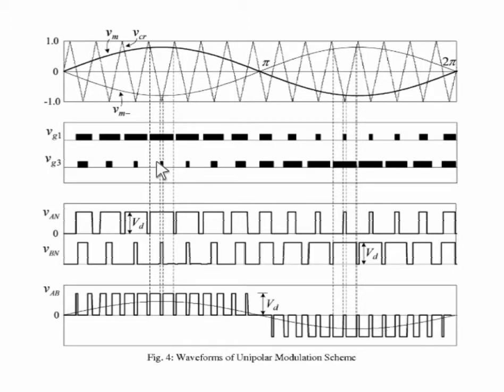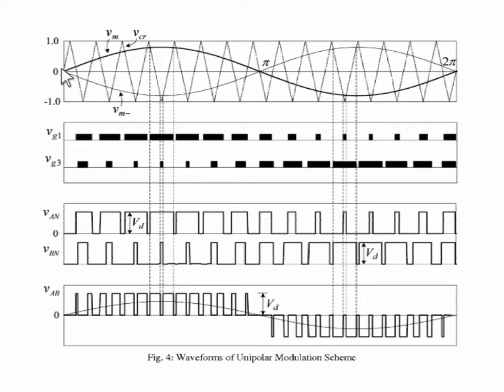Here we have one triangular wave whose peak-to-peak value is 2. That means its positive peak is 1 and its negative peak is -1, not 0 to 1. So it is -1 to +1, and two sine waves are compared. One is this sine wave and the other is shifted by 180 degrees. This is the 180-degree shifted version of the upper one. So by comparing this sine wave with the triangular wave, we get this kind of pulses.